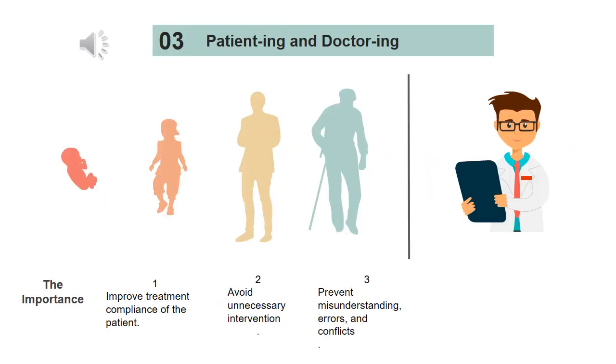Patienting and doctoring. Patienting and doctoring is a struggle to build a doctor and patient relationship. This is an emotional association between the doctor and the patient which arises when the doctor interacts with patients to alleviate their sufferings and prevent illness. This is important because it can improve treatment compliance of the patient, avoid unnecessary intervention, and prevent misunderstanding, errors, and conflicts.